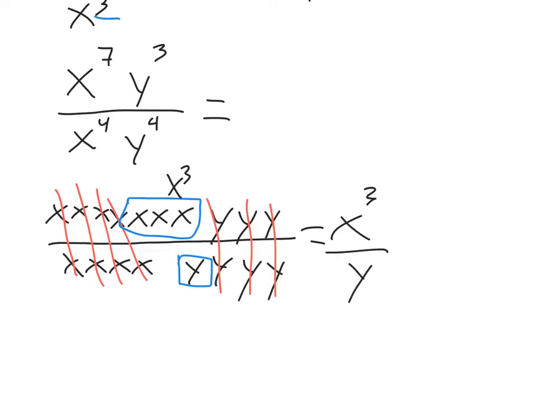Well, let's see what happens if we were to use the subtraction method. So it'd be x 7 minus 4 and y 3 minus 4. And that would give me x to the 3rd, y to the negative 1.